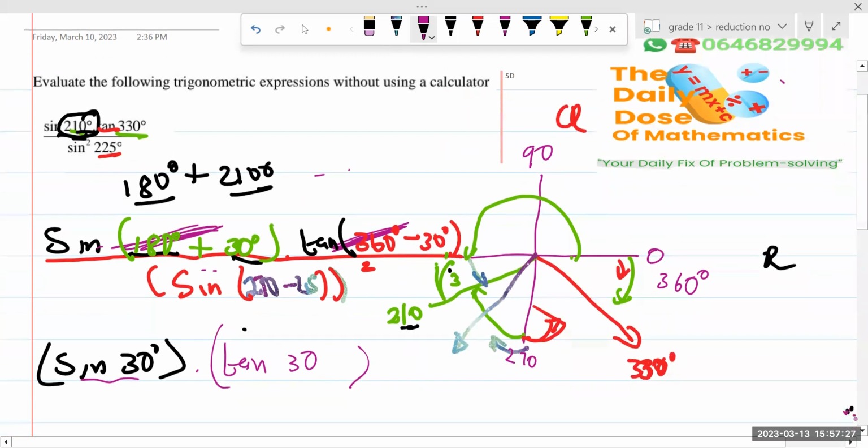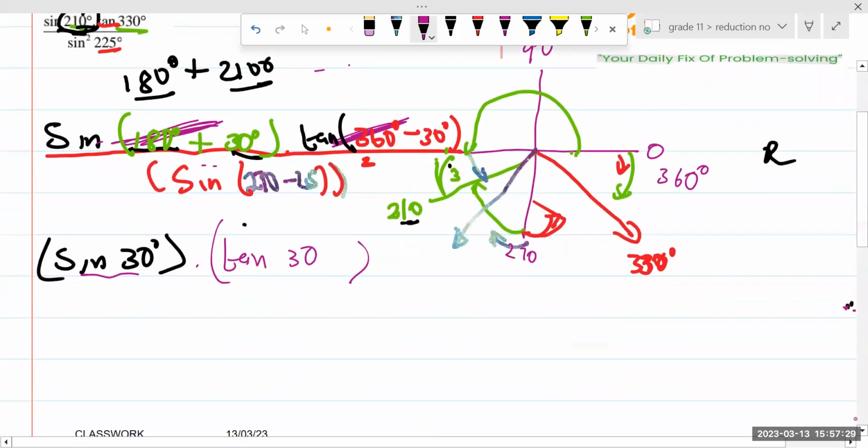Then this one here is going to be written as the one on the denominator. So the one on the denominator, we have 270.